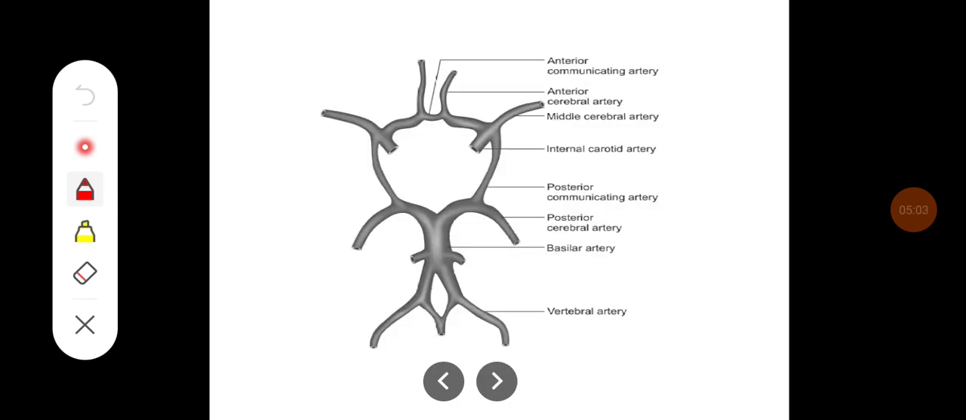So this diagram shows the circle of Willis, where it is made up of branches from the carotid artery and the basilar artery. It gives rise to anterior cerebral artery, middle cerebral artery, and the posterior cerebral artery, and they form the circle of Willis, and they are end arteries.